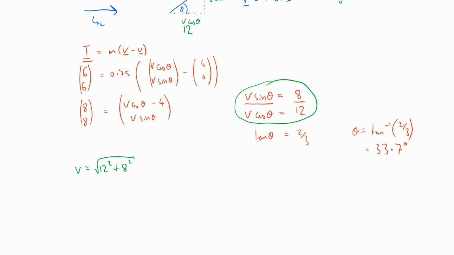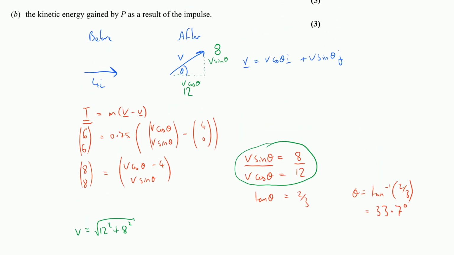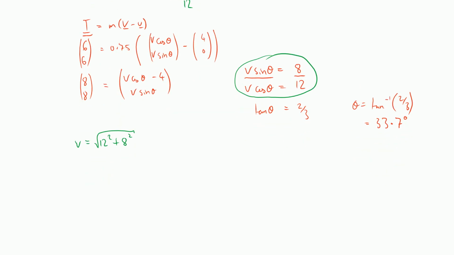I'm actually not going to bother calculating what that is, because I know for the change in kinetic energy, what are we looking at here? Kinetic energy gained by P as a result. So that's going to be KE after, subtract KE before, because we're looking at kinetic energy gained, so the gain is indicating that there's going to be an increase in kinetic energy here. That should be a half m, and then after is going to be v squared, and before is going to be u squared.